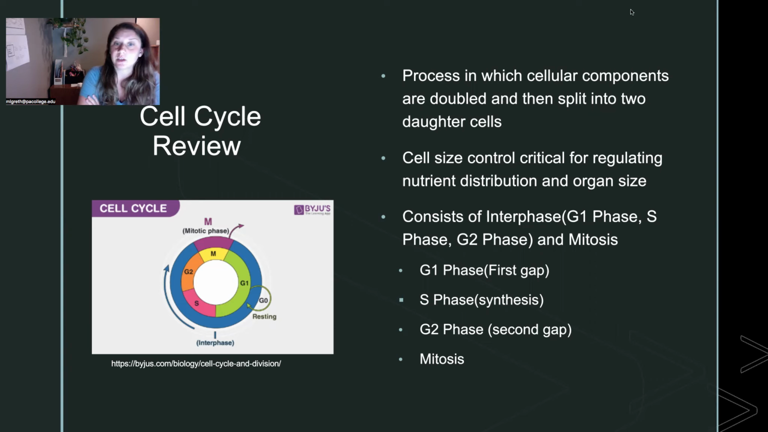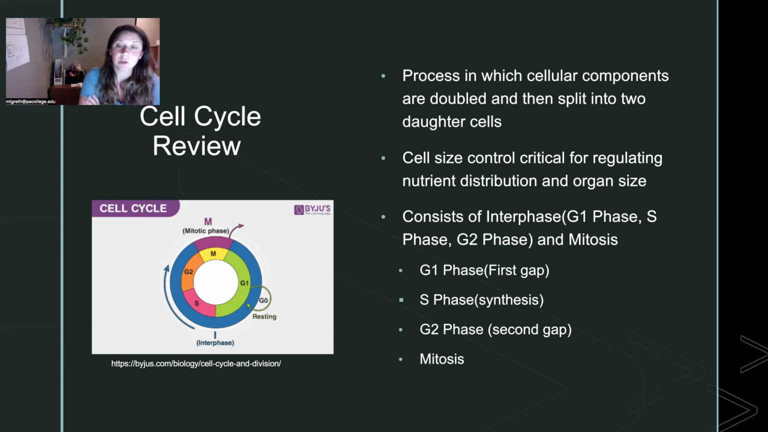So the cell cycle consists of two phases, interphase and mitosis. And then interphase is split into three sections. You have the G1 phase, which is the first gap, the S phase, which is synthesis, and the G2 phase, which is the second gap. And then that leads into mitosis.